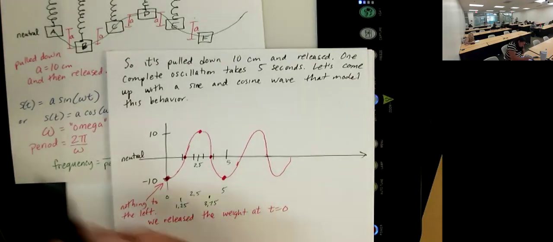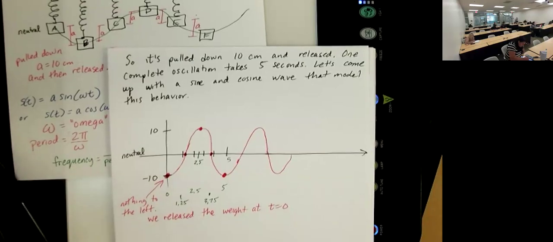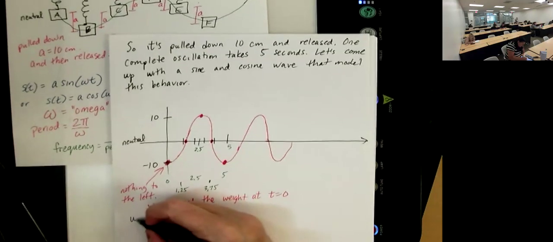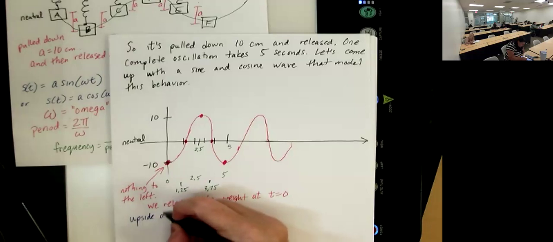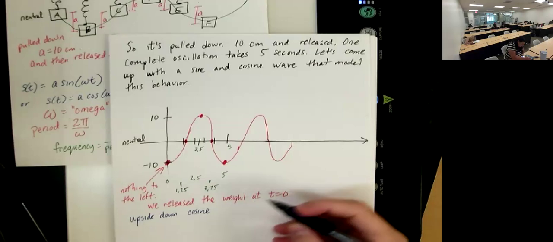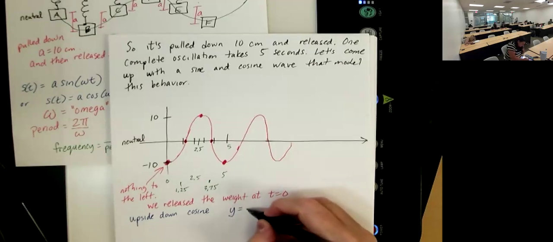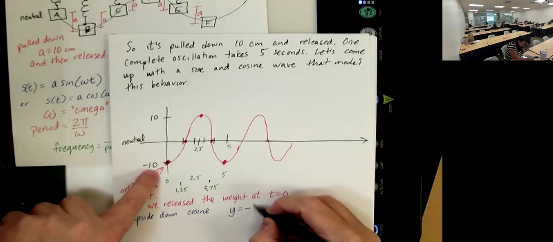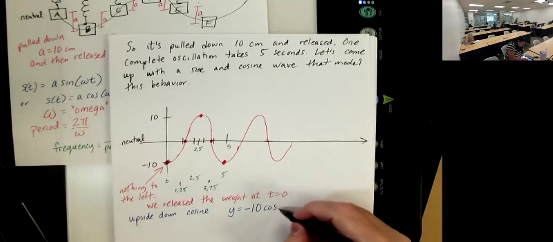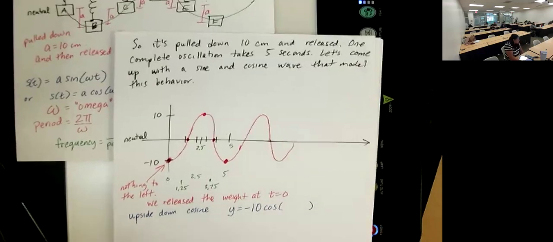I think the easiest one to start with here is the cosine. This looks like an upside down cosine, right? Upside down cosine. So my amplitude is going to be where it starts, -10 cosine. We need to figure out what we put in for omega though. Omega is going to be the same for both.